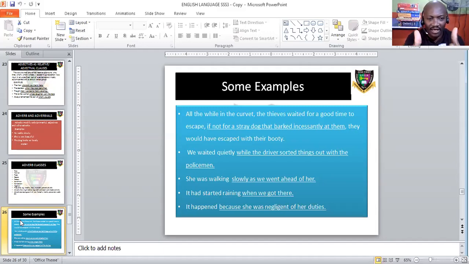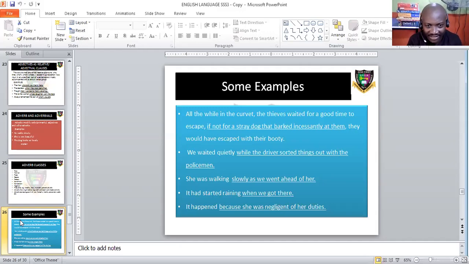You find out that here, what started the sentence is an adverb of condition, and when we look around it, we can see barked, a verb. It then turned that sentence into an adverbial clause of condition. And what is the function? In that case, it is modifying the verb escape. Look at another example. We waited quietly while the driver sorted things out with the policeman.